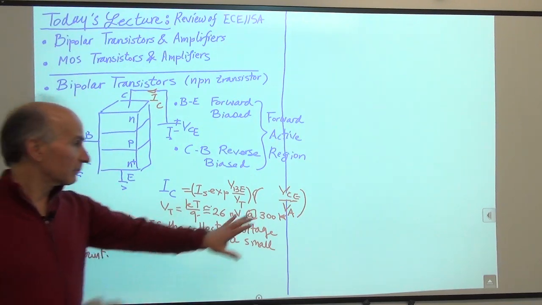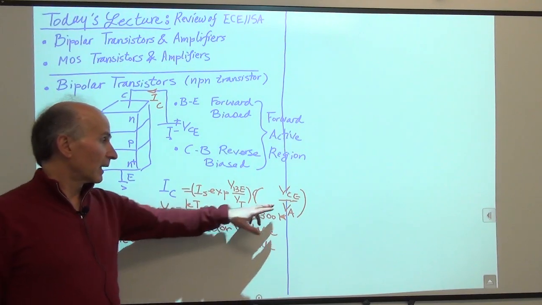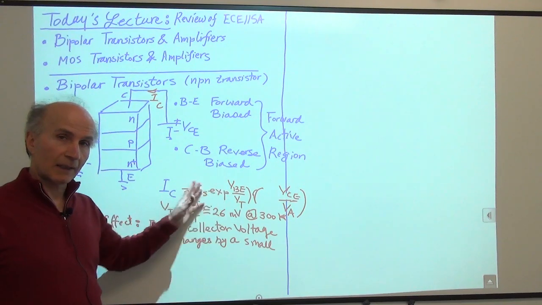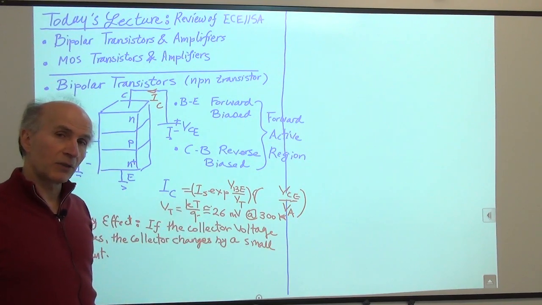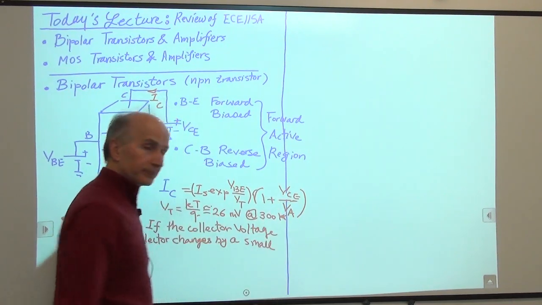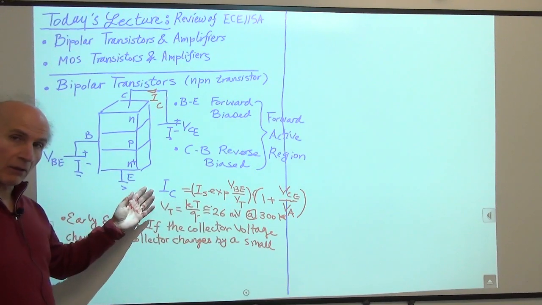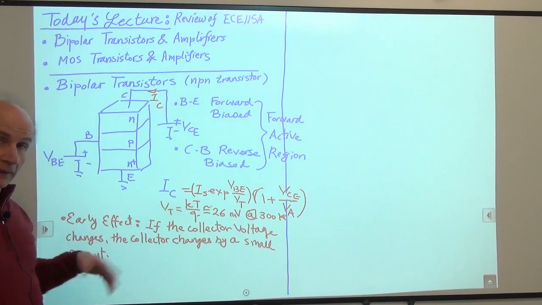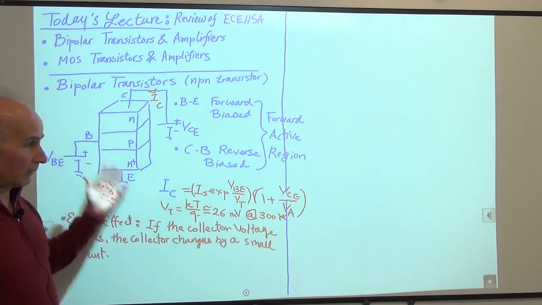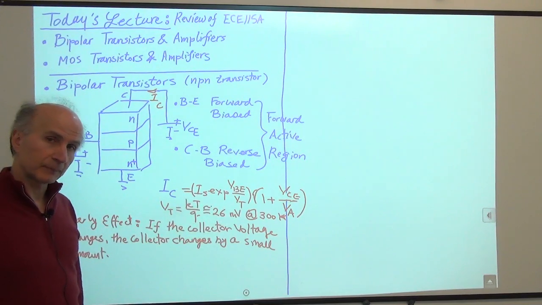Okay, but I still cannot multiply this by this directly, because that would indicate that if VC goes towards 0, this current has to go towards 0, which is not exactly correct in the forward active region. So I'm going to add another 1 plus here. So this is the overall expression for the collector current if the early effect is not neglected. And we use that for analyzing the behavior of a bipolar transistor in a relatively general case.